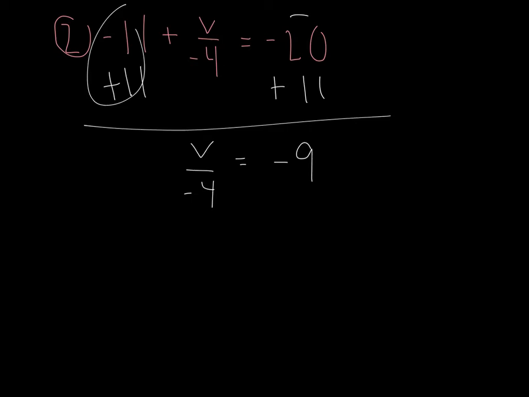And then the opposite of dividing by negative 4 would be to multiply by negative 4, because negative 4 over negative 4 would make positive 1. But what you do on one side, you can do on both sides. So multiply this side over here by negative 4 as well. We get v equals negative 4 times negative 9 makes positive 36.